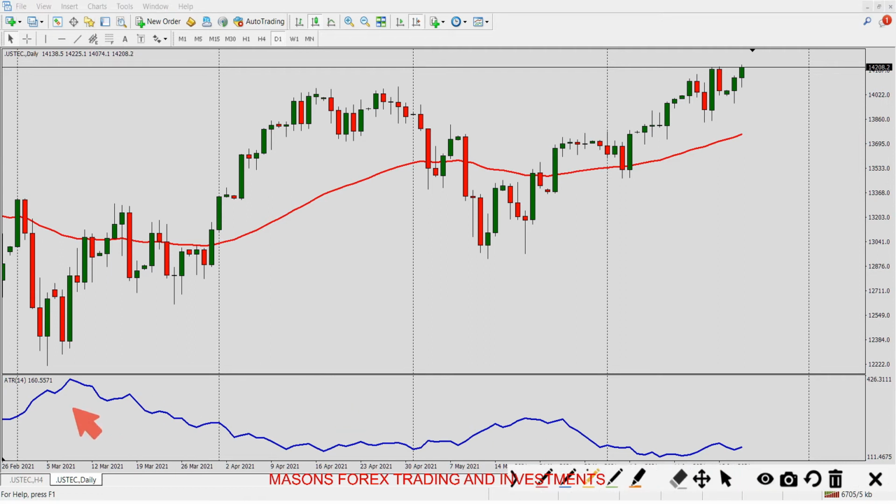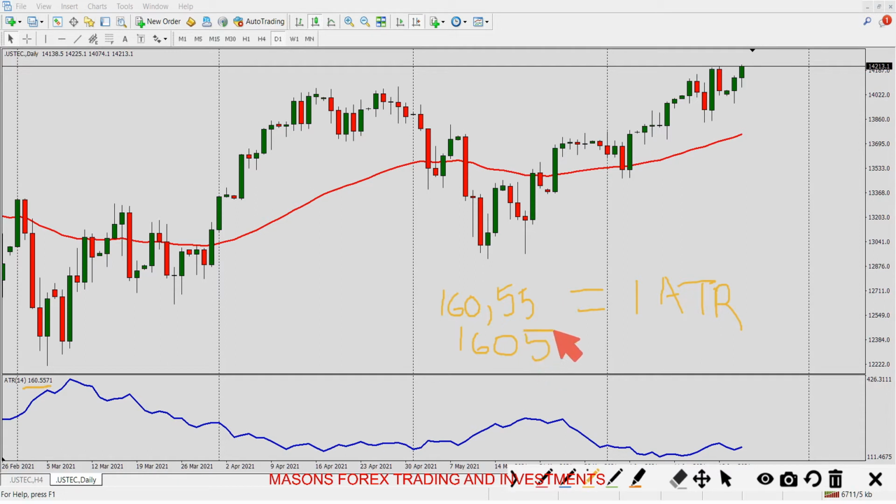Now, if you look at the current value, which is approximately 160.55, this is equivalent to 1 ATR. And furthermore, we can say this is 1,605.5 pips. This is just for information purposes and to show you how to read the ATR for NASDAQ.